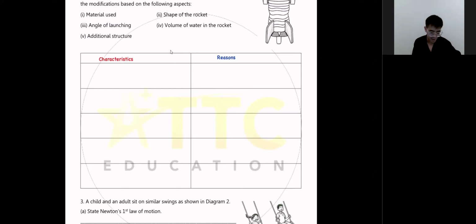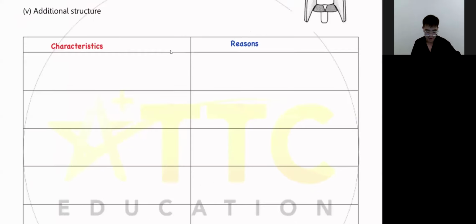First thing, material used. Remember, there are two things you can write, because this question is quite open. The question never tells what characteristic of the material. It can be the density, it can be the strength. Whichever you like. I think you can write density also, but for me, I will write high strength material.